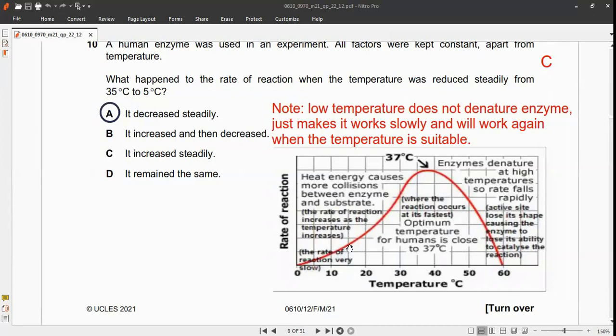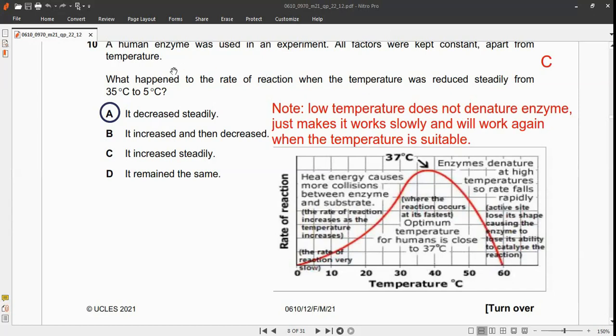Here, the rate of reaction is very slow. Heat energy causes few collisions between enzyme and substrate. The rate of reaction increases as the temperature increases, till this point, called the optimum temperature, where the reaction occurs at its fastest. The optimum temperature for humans is close to 37 degrees Celsius. What happens here? The active site loses its shape, causing the enzyme to lose its ability to catalyze the reaction. So enzymes denature at high temperatures, and the rate falls rapidly.